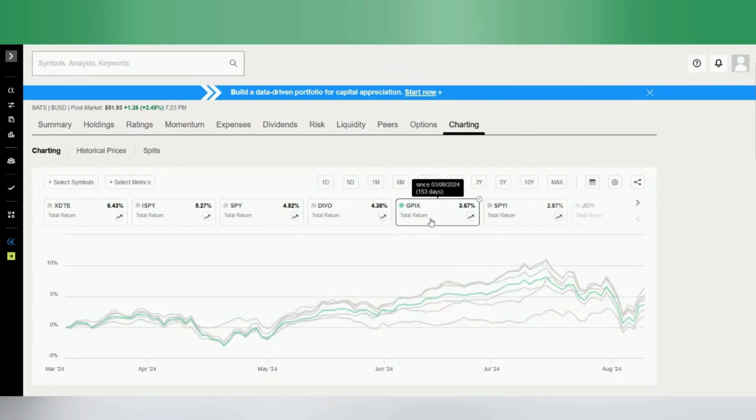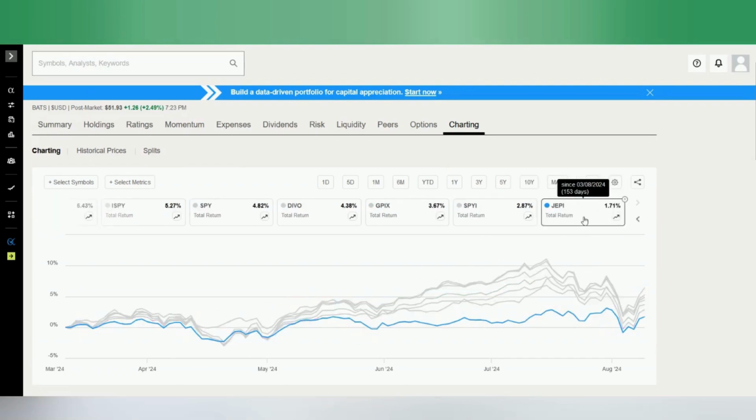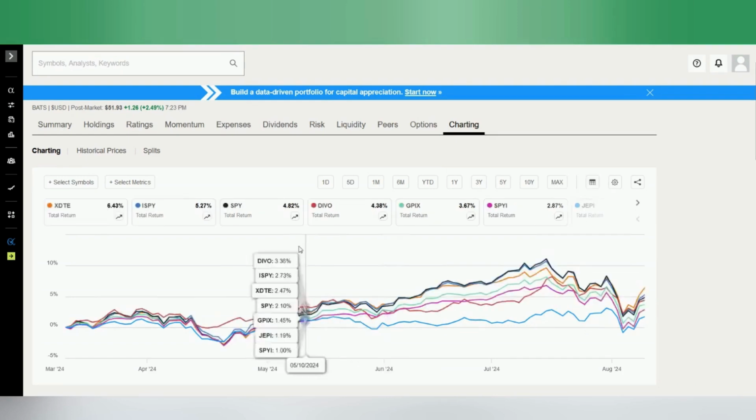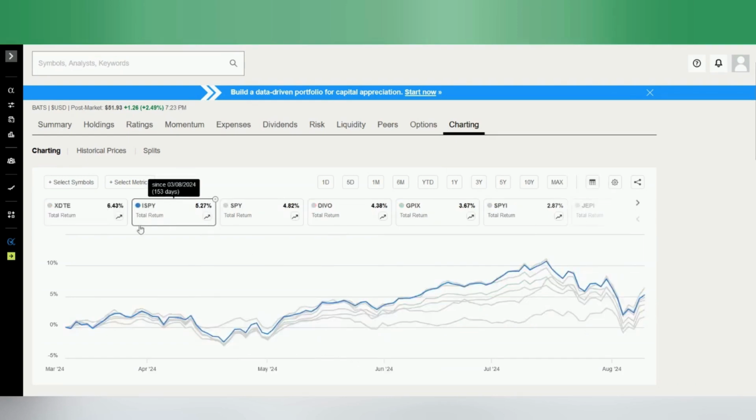Then we've got the Goldman Sachs product of GPIX returning 3.67%, SPYI, which is another monthly covered call approach, returning 2.87%, and then at the very end, we've got JEPI returning 1.71% total return, which again really isn't the total S&P 500, but is one of the most popular funds, so I do like to throw it into the comparison. So overall, actually these daily covered call approaches seem to be doing pretty well in the short term.